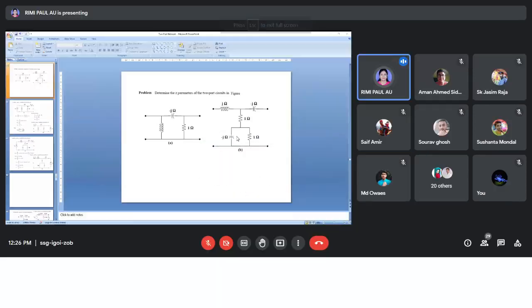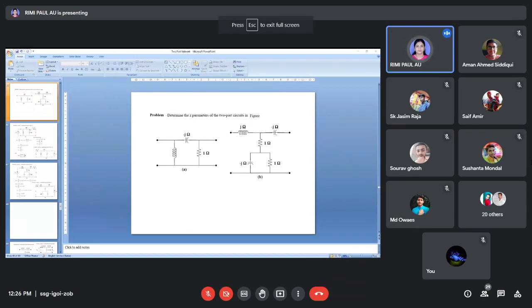So we'll see some problems, and this is two problems where you have to find out the Z parameters. Previous day we have seen some resistive circuits. Now you can see here an inductor is present, a capacitor is present.